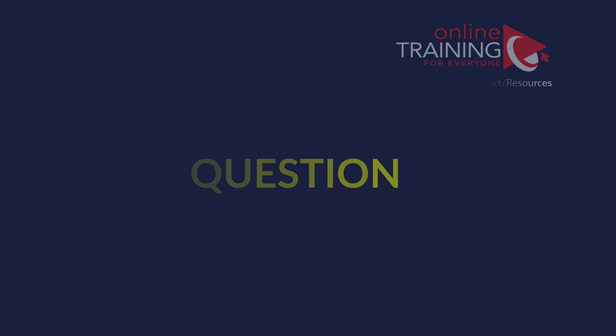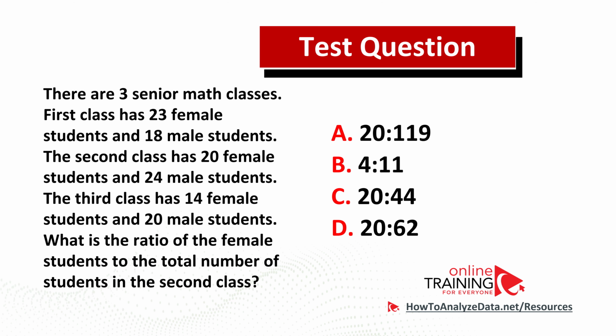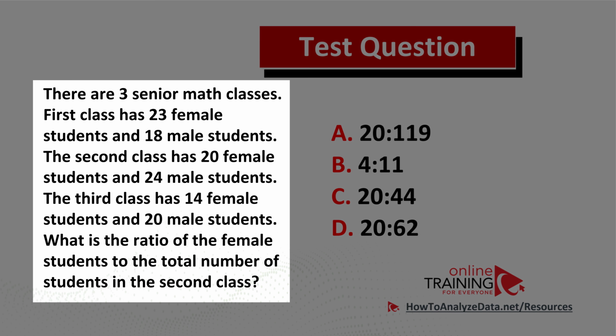Let's look at the tricky question you might frequently see on the test. There are 3 senior math classes. First class has 23 female students and 18 male students. The second class has 20 female students and 24 male students. And the third class has 14 female students and 20 male students. What is the ratio of female students to the total number of students in the second class?